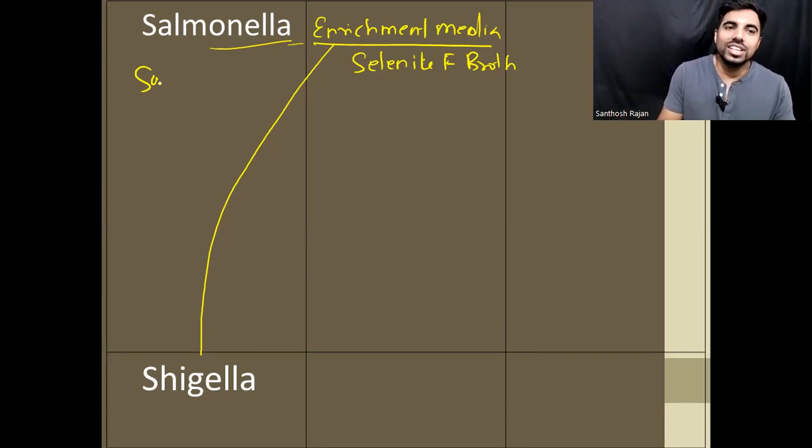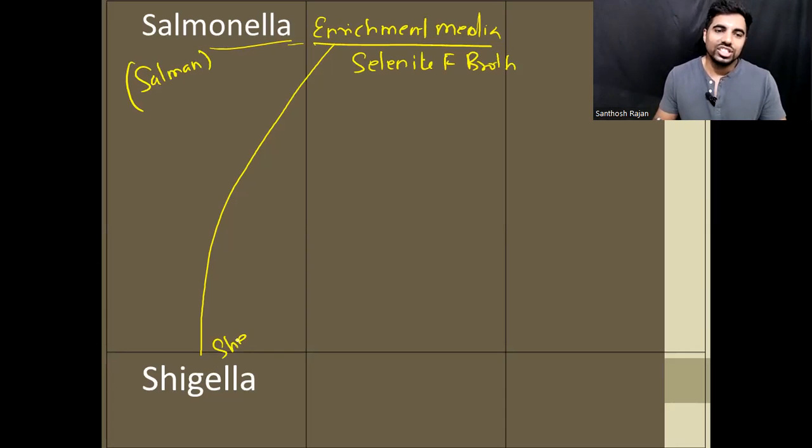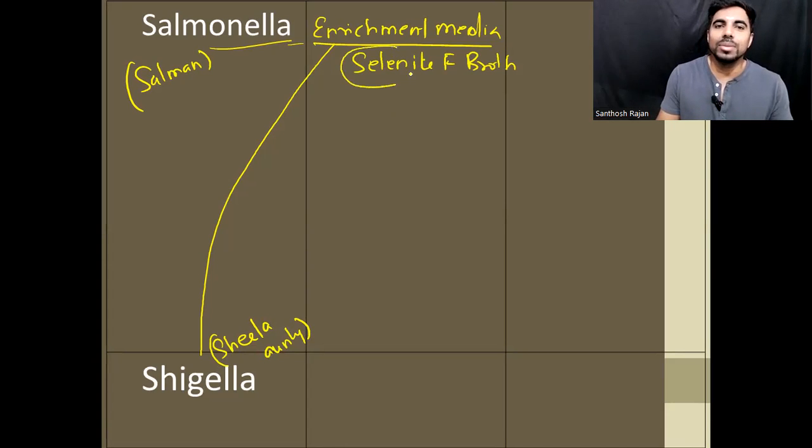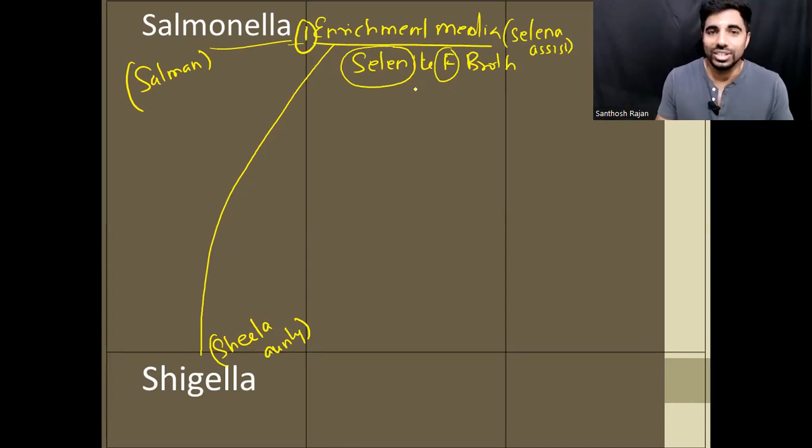This is Salmanji, and this is Sheila Aunty. For enrichment, they need the assistant, Selina. They need assistant Selina for enrichment. The assistant is common for both. Who is that? Selenite F broth. F means feces, because this was a stool sample being enriched. So remember, Selina is the assistant.